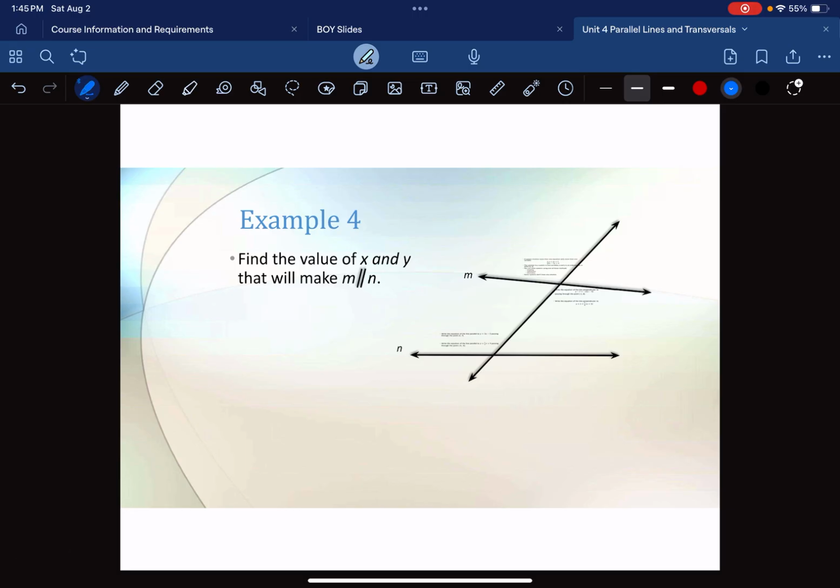Find the value of x and y that will make M parallel. This one disappeared on me too. So let's call this angle 5x plus 10, and we'll call this 9x minus 40. Let's see what happens there. Well, what would have to be true about that pair? Well, they're corresponding, so they would have to be equal. So let's say that when 9x minus 40 is equal to 5x plus 10, we'd have a pair of angles that were equal. So subtract 5x from 9x, add 40 to 10, and divide by 4, and you get 12 and a half.